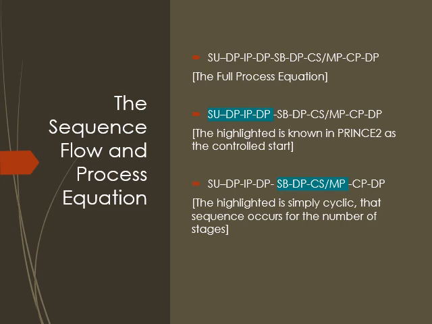Now, once you've gone through the final stage, which is where the CS and MP will be active, the next thing that happens is we go into CP, all right? And then from CP, we go to DP, which closes the project. So that is the simple equation I have created here to make it easy to understand.